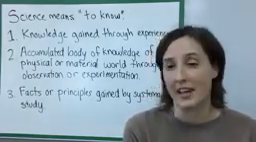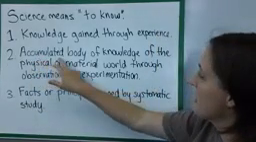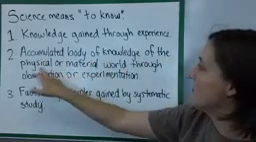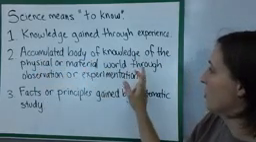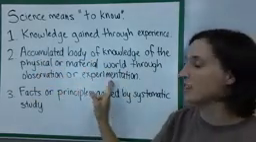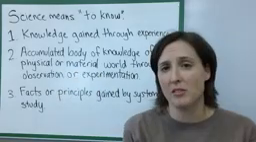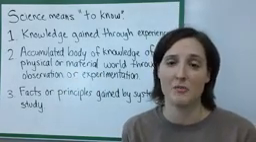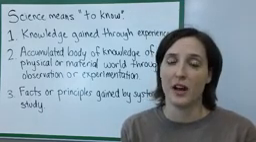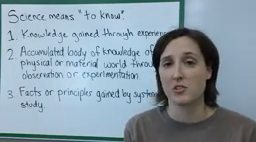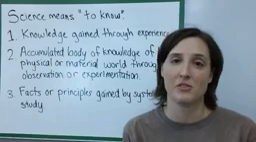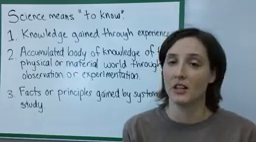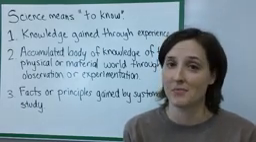Another definition of science is an accumulated body of knowledge of the physical or material world through observation or experimentation. This is probably the definition you're most familiar with. In school, you get a lab from a teacher, you go through and you perform a bunch of experiments and observations, and at the end you come out with a result. So we're going to be doing a lot of this kind of science in class.